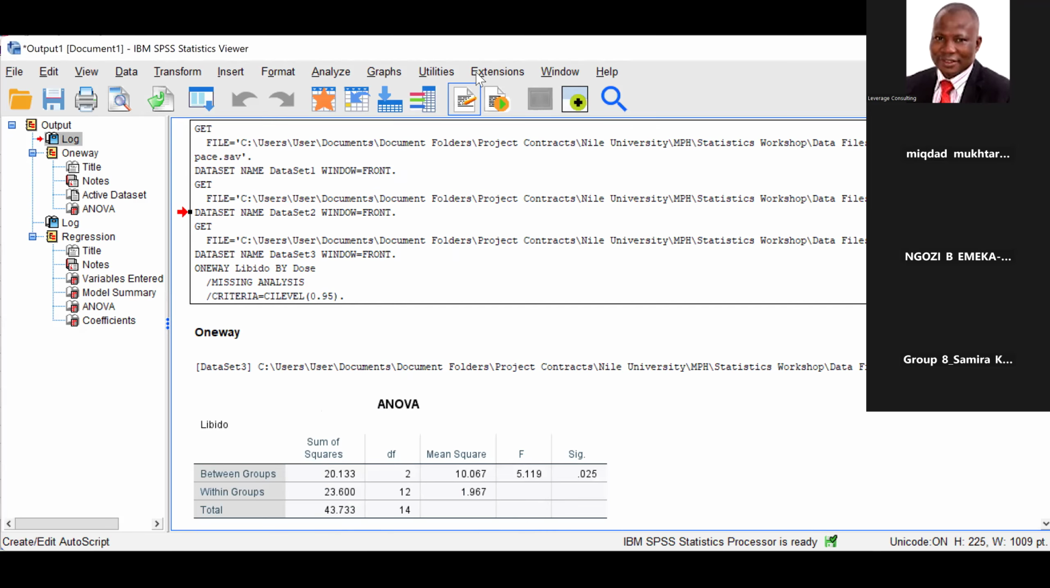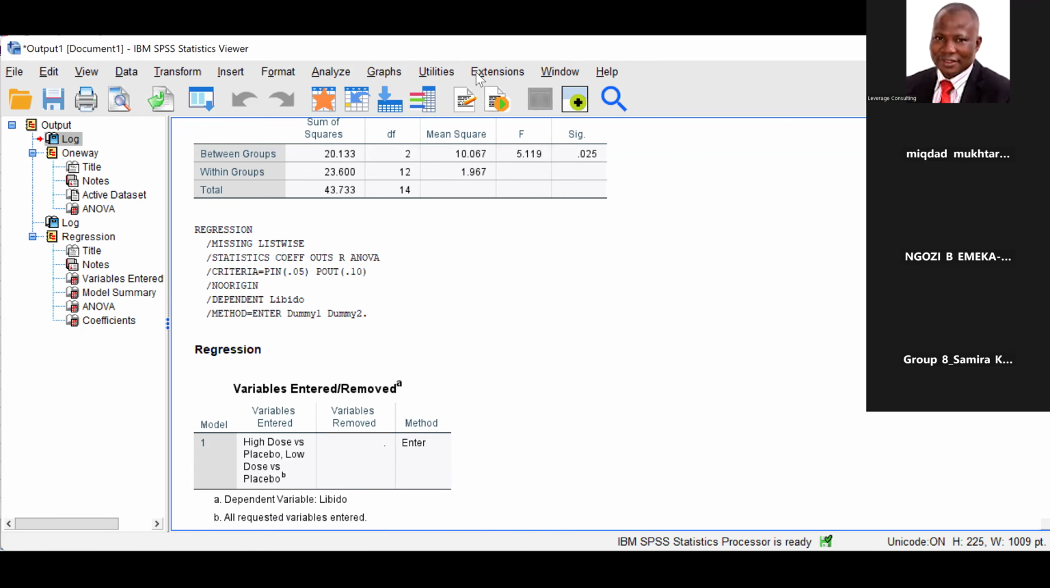You see the ANOVA. Look at the ANOVA table. You see what I was demonstrating. You see sum of squares between 21.133, within group 23.6, total 43.733. Look at the degrees of freedom: 2, 12, 14. Look at the mean square. Look at the F test.